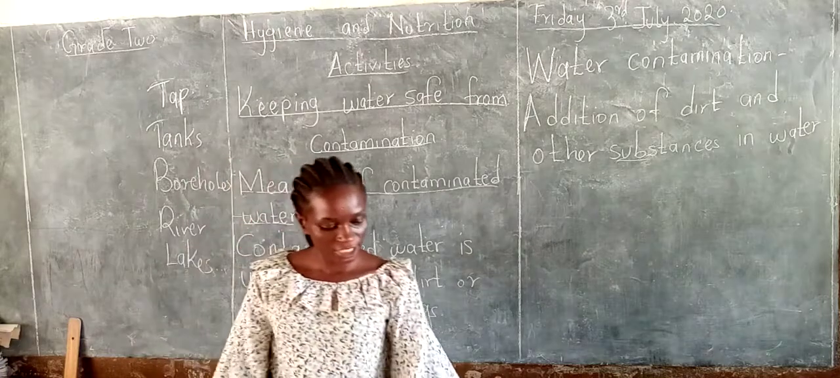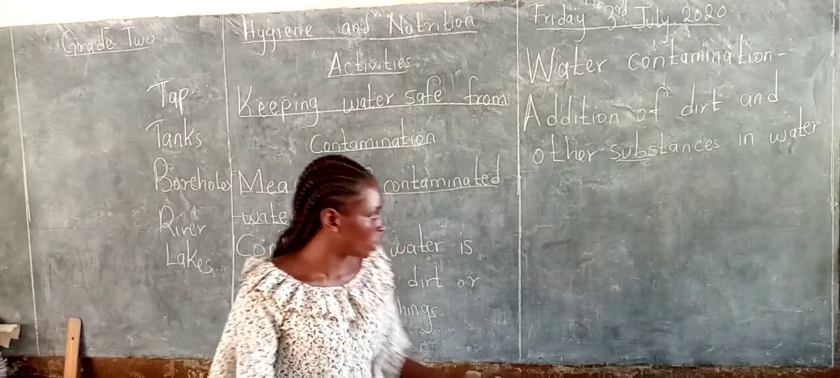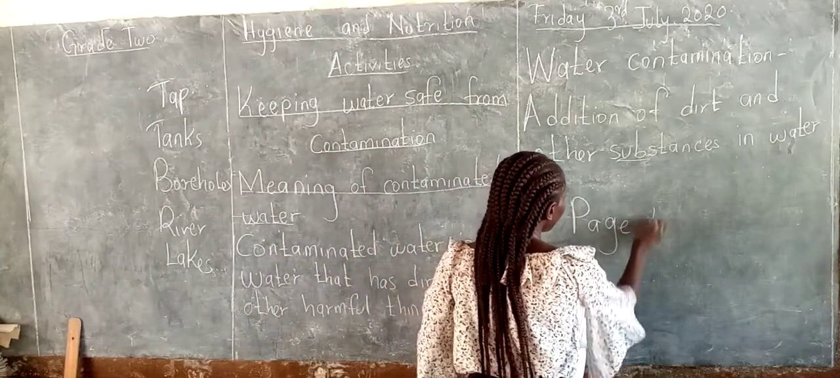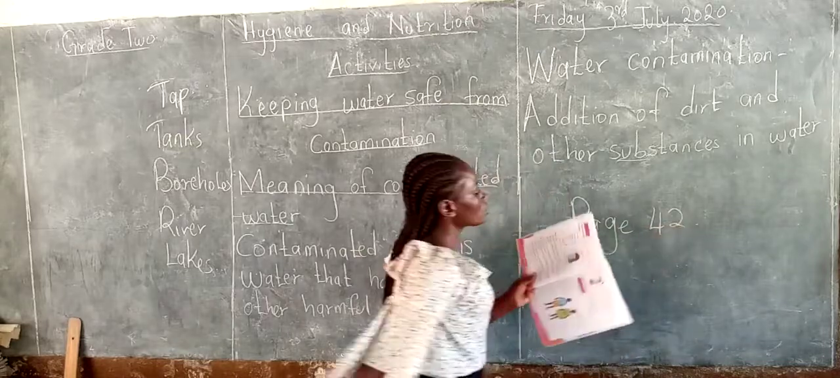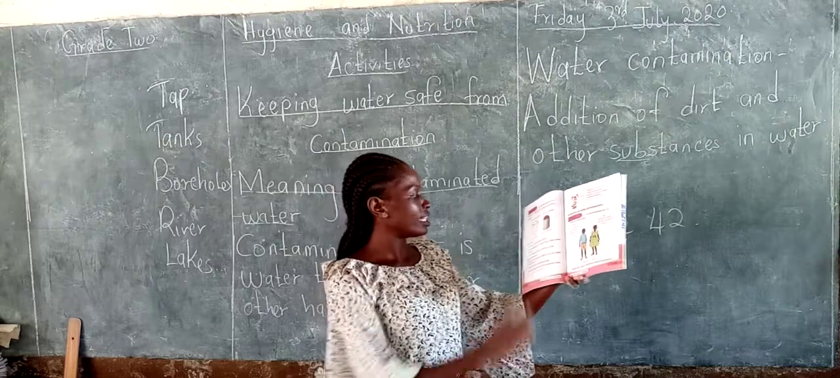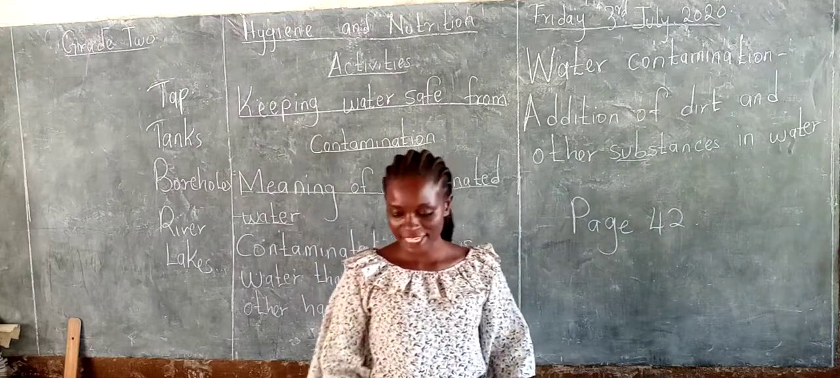So our today's activity in your textbook is on page 42. I want you to do that experiment. Then your mom or dad will take a photo of it and send it to me to see what you have done.